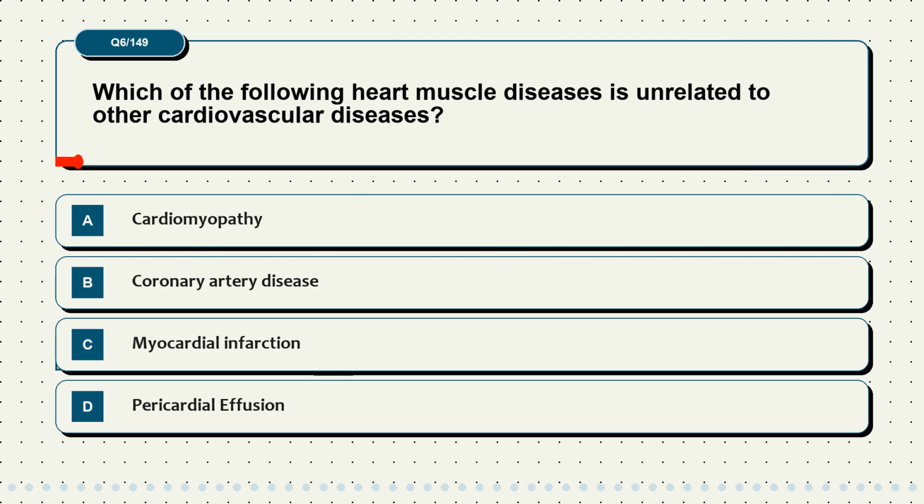Question 6. Which of the following heart muscle diseases is unrelated to other cardiovascular diseases? Here are the options. Option A, cardiomyopathy. Option B, coronary artery disease. Option C, myocardial infarction. Option D, pericardial effusion.